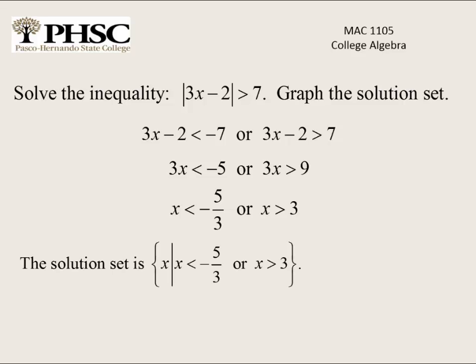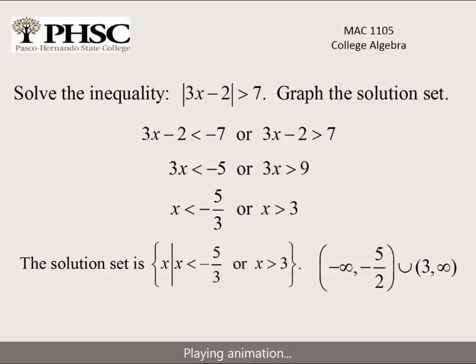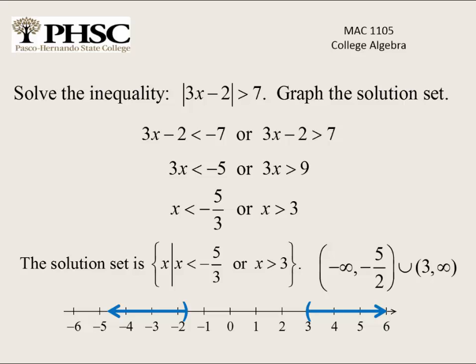So here's my solution set. Here it is in set notation: all of the values that are less than negative 5/3, or values greater than 3 to infinity. And the way that we graph it is like this. So again, 3 is not part of the solution. Negative 5/3 is not part of the solution. So any value in between here does not solve our original inequality. Any value from negative 5/3 to negative infinity will solve it, and any value from 3 to infinity will solve it.